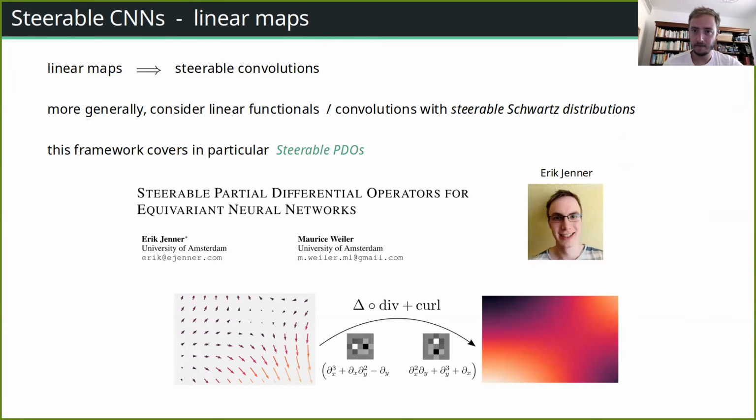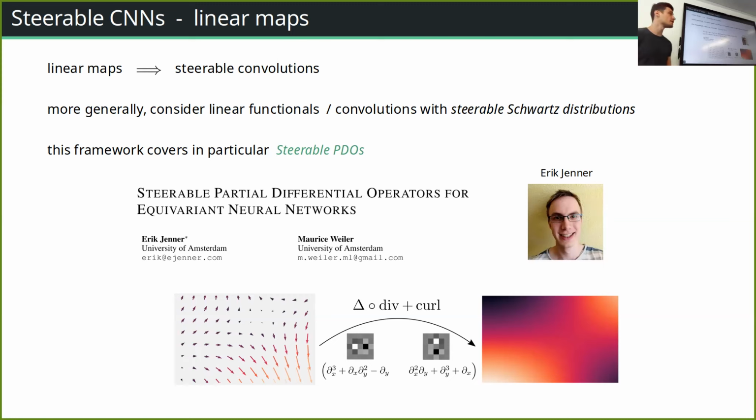Maurice? Yeah. So there's a question in the chat: is it the case that the individual kernels are G-steerable, or is it that the basis is G-steerable? So it's a linear constraint. Our basis is G-steerable, but then if you linearly combine it, it will still give you a G-steerable kernel. Okay, thanks.